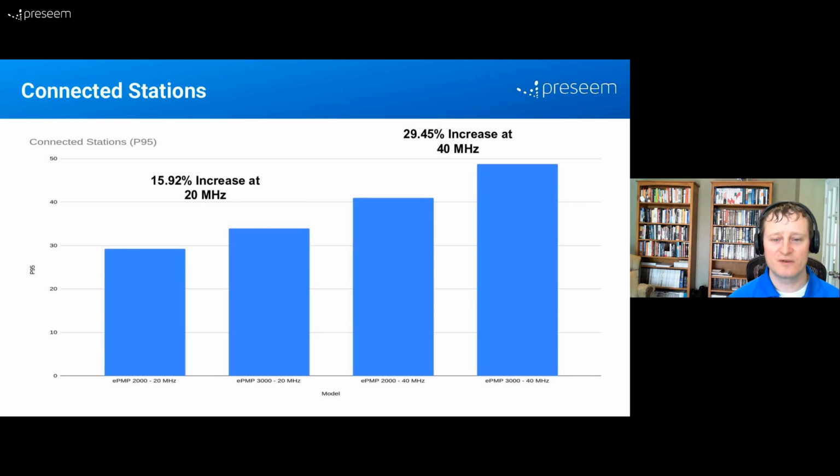So in terms of connected stations, or connected subscribers, at 20 megahertz, the ePMP 3000, again based on all of our data, does about 16% more subscribers than the ePMP 2000. That gets hard to say a whole bunch of times in a row. The ePMP 3000 does about a 30% increase at 40 megahertz. And we'll see a similar pattern with all these other metrics. Why the difference between 20 and 40? You'll see that through all the charts. I don't know the answer to that.